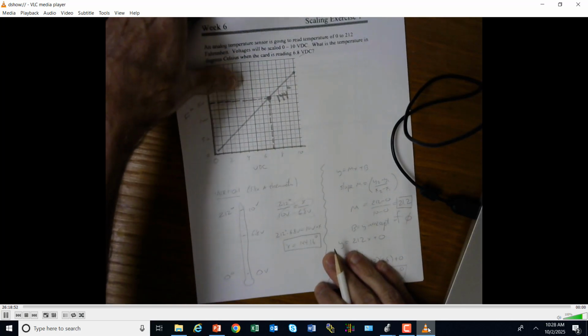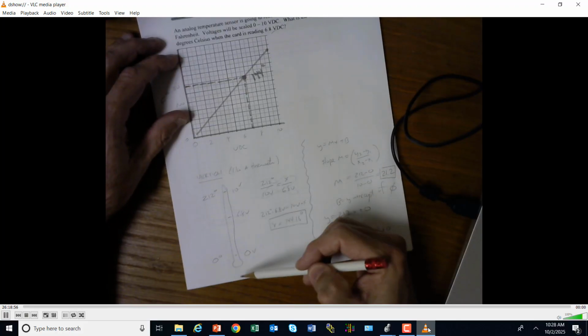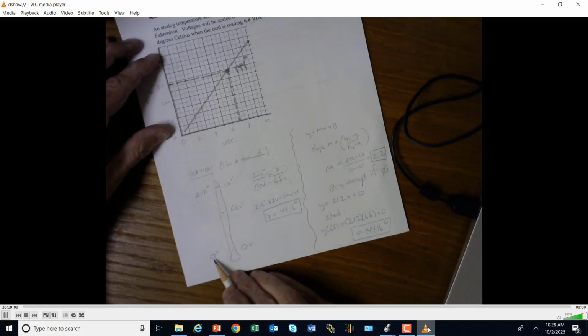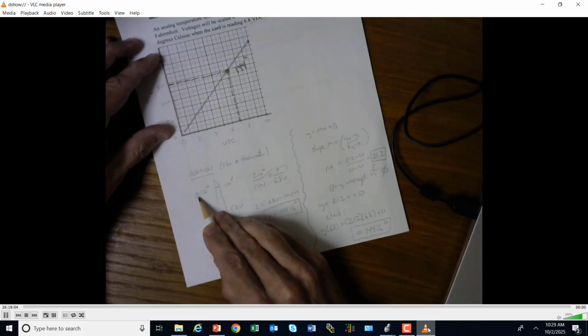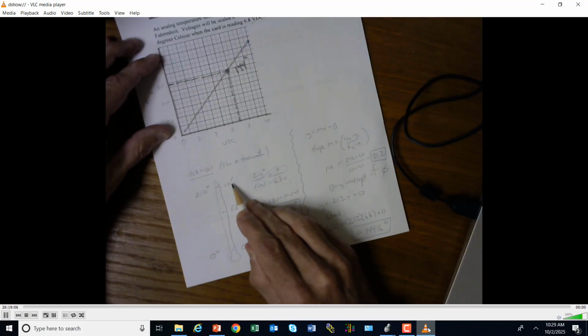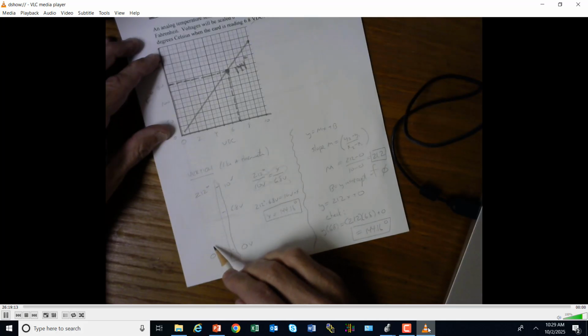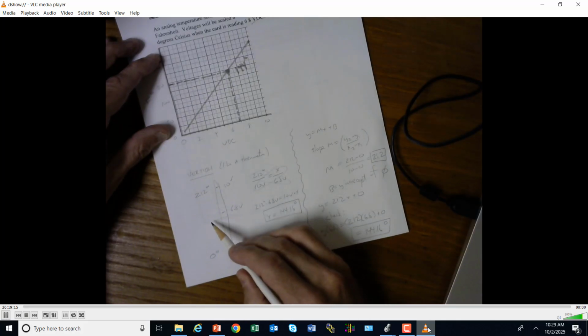And the way you can do that is, if you think about it like a thermometer, I can do vertical: at 0 degrees, it reads 0 volts. At 212 degrees, it reads 10 volts. So 6.8 is more than halfway up. It's going to be more than 106 degrees.